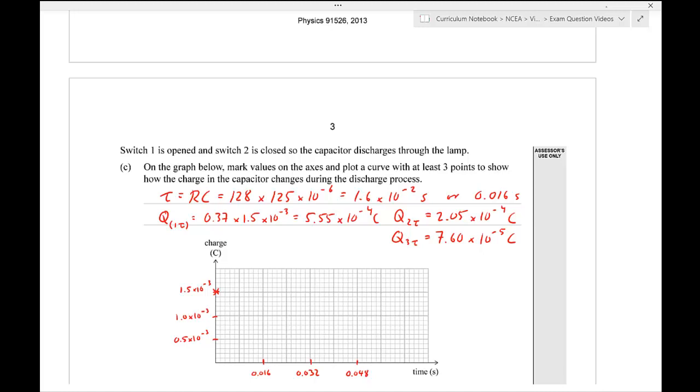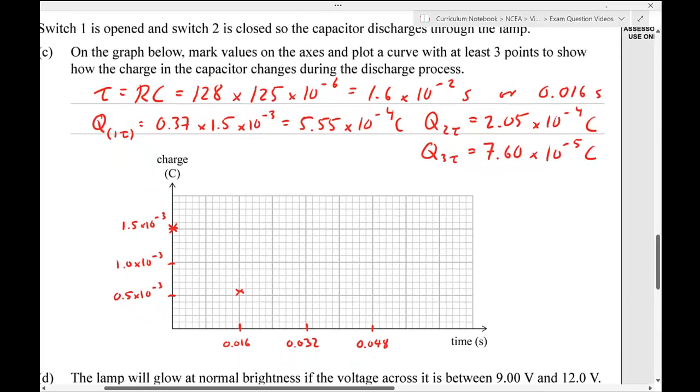So at 0.016, which is 1 time constant, we have 5.55 times 10 to the minus 4, which is just a little bit above this one, which is 5 times 10 to the minus 4. So it's going to be about here. Let's just zoom in a bit here. And then the next one is 2.05 times 10 to the minus 4. So this is 2, this is 2.5, so it's just close to 2 here, just there. And then the last one is 7.6 times 10 to the minus 5. So that's down here.